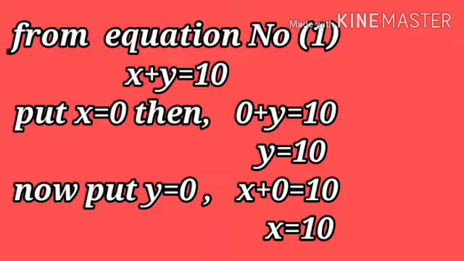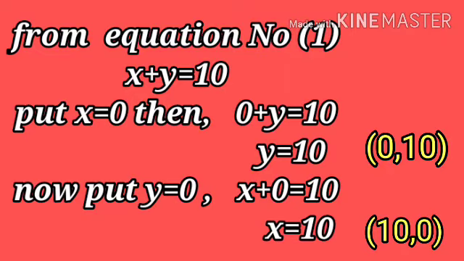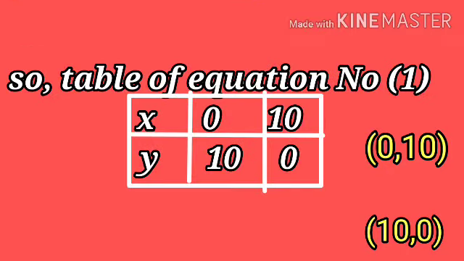Now from equation number 1, x plus y is equal to 10. First put x equal to 0, then 0 plus y equal to 10, or y equal to 10. So our first point is (0, 10). Now put y equal to 0, then x plus 0 equal to 10, or x equal to 10. So our second point is (10, 0). So the table of equation number 1 is: when x equal to 0 then y is equal to 10, and when x equal to 10 then y is equal to 0.